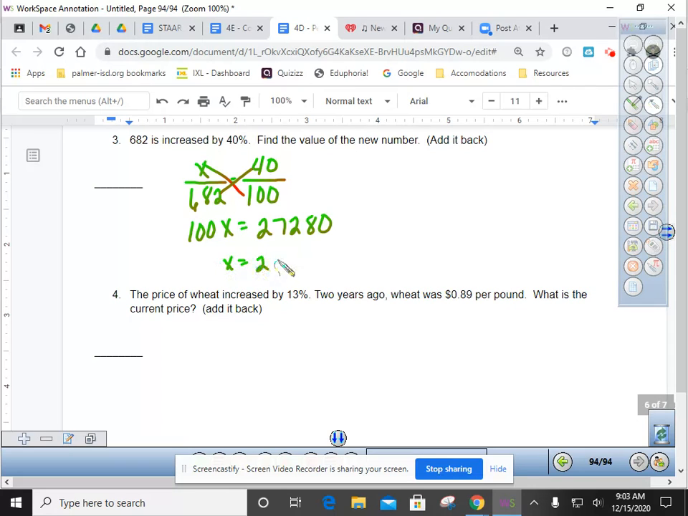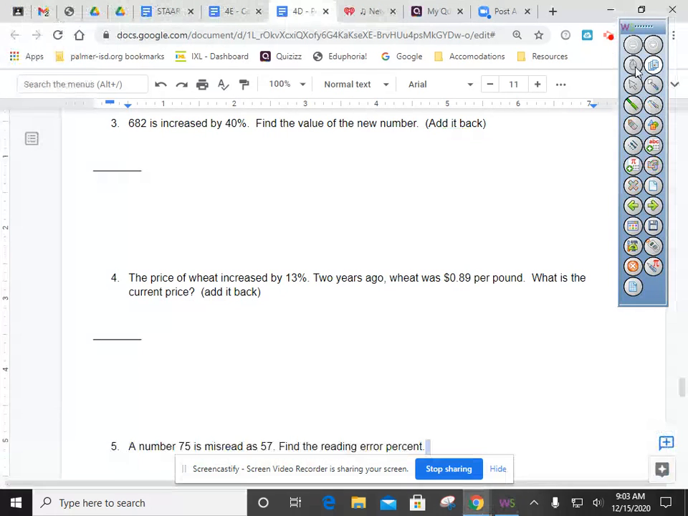That gives us 272.8. Then what does it say to do here? Add it back. Good. Add it back to what? To 682. Good. 8, 4, 5, carry the 1. 954.8. Yes. Good. Number 4.